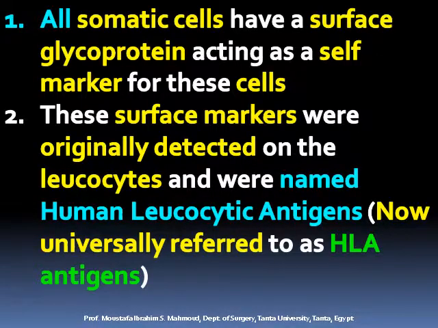All somatic cells have a surface glycoprotein acting as a self-marker for these cells. These surface markers were originally detected on the leukocytes and were named human leukocytic antigens, now universally referred to as HLA antigens.